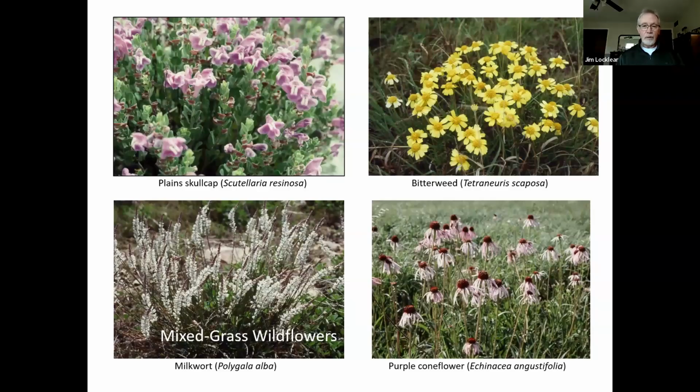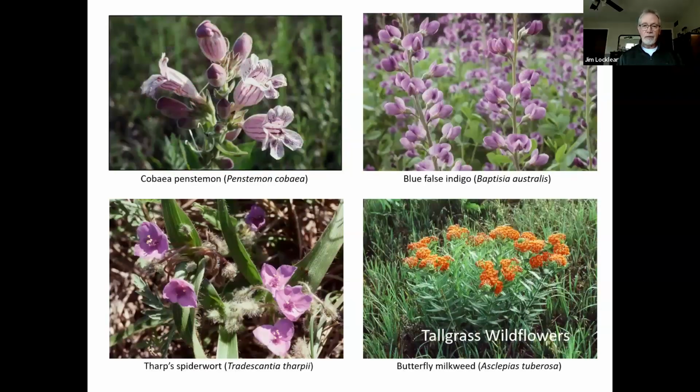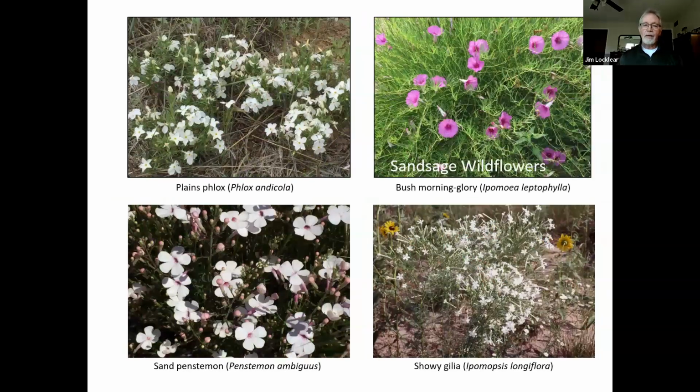And then in the tallgrass prairie, you have some wildflowers that might get 5-6 feet tall. The showiest time in the tallgrass prairie is late May, early June, when the grasses haven't started to really grow, put on a lot of height, and a lot of the prairie wildflowers are in bloom and in full glory. So here's some examples of that. And sand sage prairie has its own unique suite of wildflowers that are adapted to very sandy habitat. So you see a few of them here.